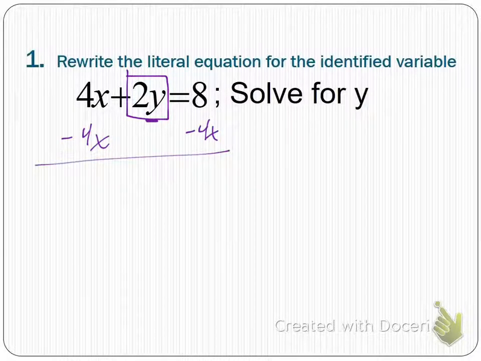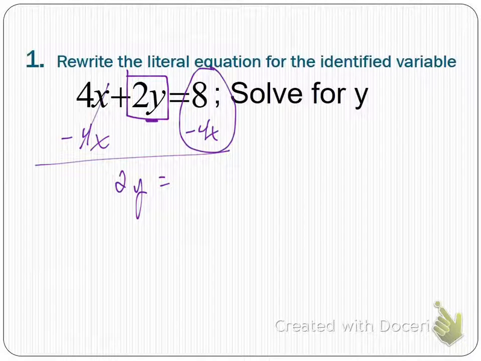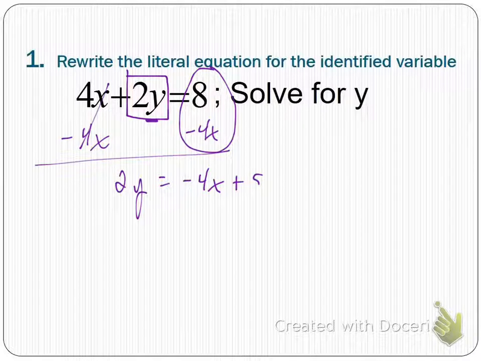Right? 4x minus 4x is 0. That's the whole point in subtracting 4x from both sides, and that leaves us with 2y on the left-hand side. Now, you've got to be careful here. 8 and negative 4x, those are not like terms. You cannot combine those two. Okay? So what we do is we just bring down the variable term first, and then bring down the constant. So negative 4x plus 8. Do not try to combine those and make that 4x. It's not. It's negative 4x plus 8. You can't put them together. One's got an x, one does not.